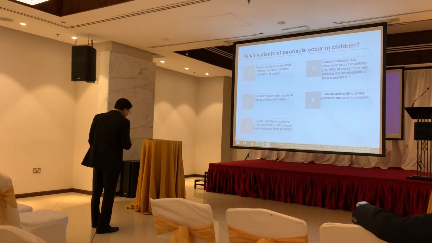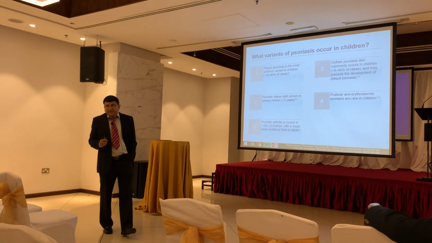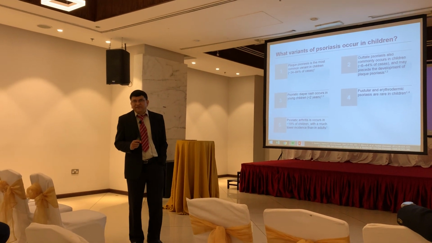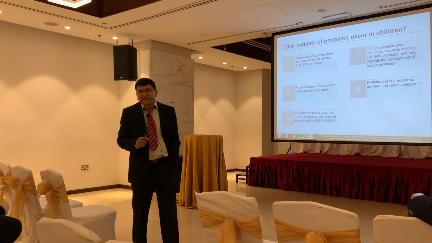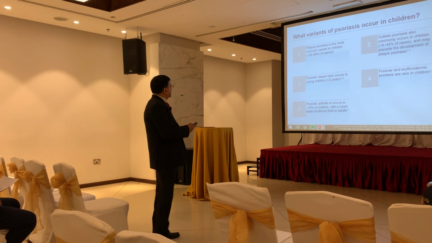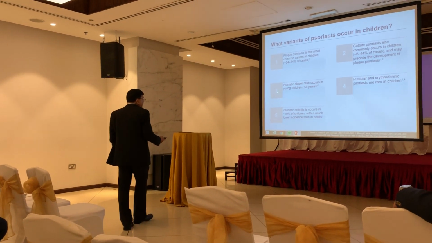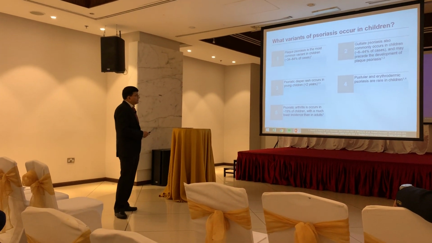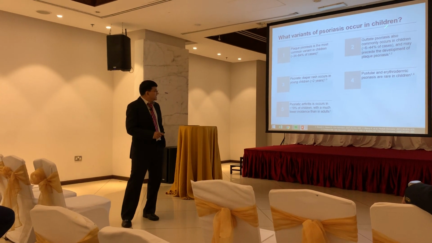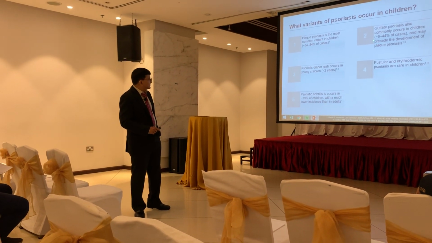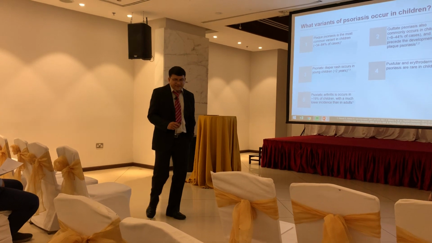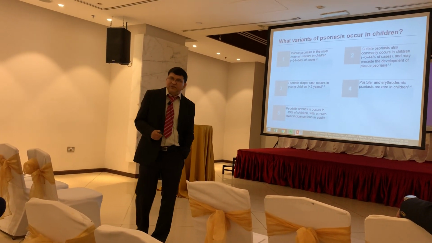How does psoriasis present in children? Plaque psoriasis is the commonest form of psoriasis in childhood. It is not guttate psoriasis. Plaque psoriasis is seen in almost 34 to 84% of cases. Guttate psoriasis can be seen in 6 to 44% of cases, and it might eventually convert into plaque psoriasis.